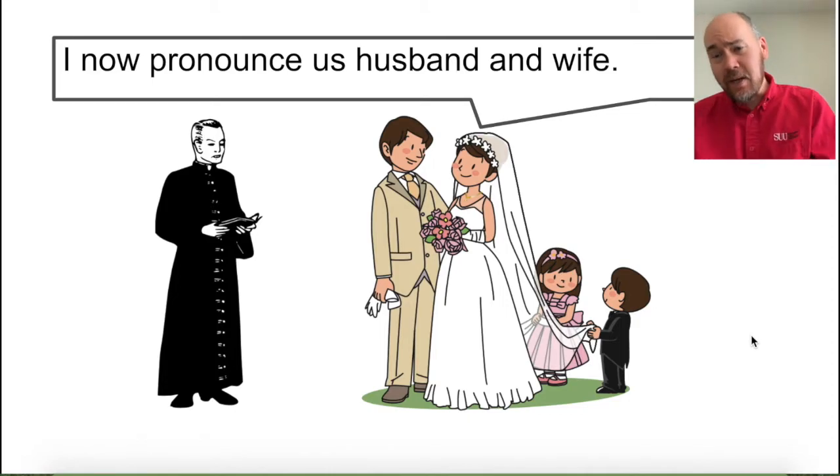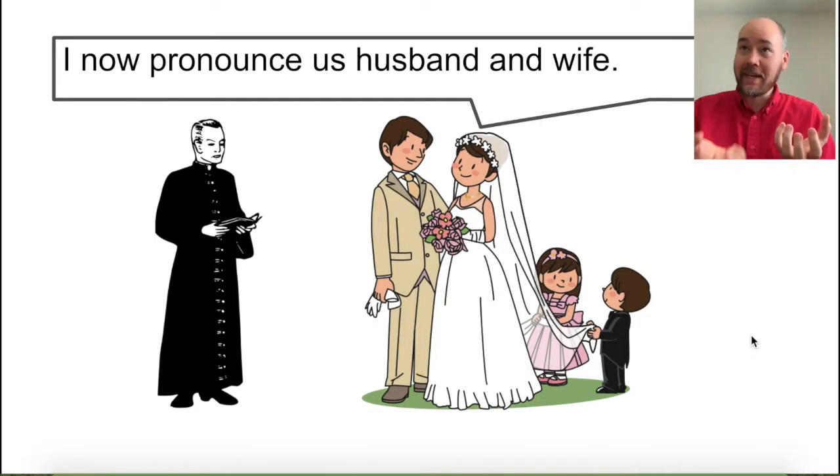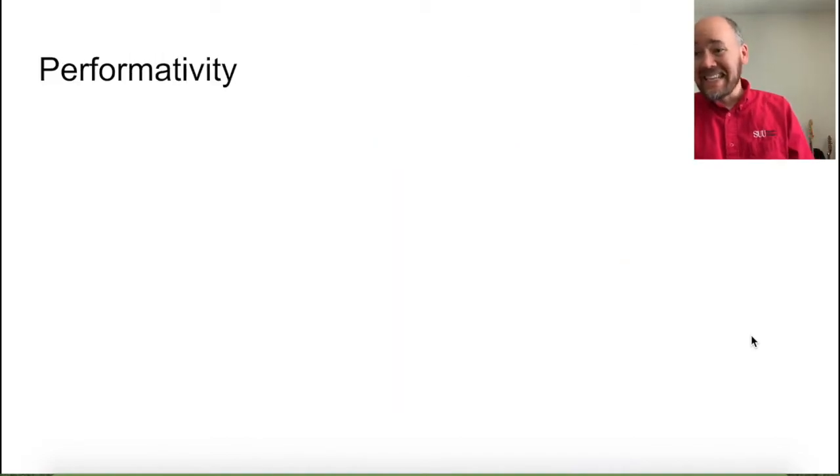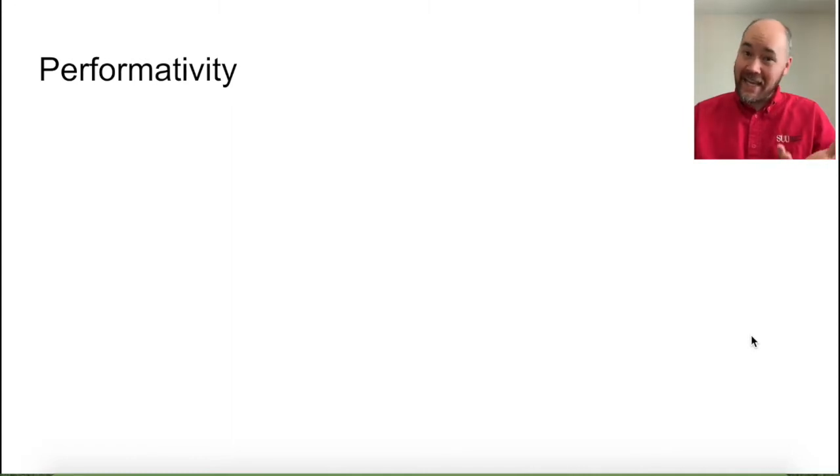So we see that for this verb pronounce to have the effect of actually turning someone from a person, a man into a husband and a woman into a wife, it has to be said by a certain person. And if we look at the situation even more closely, we'll see that it has to be said under certain circumstances too. For example, the priest has to have some kind of legal license to do this, right? He can't just put on a robe and start pronouncing people husband and wife. So, the idea that certain verbs are accomplished by just saying them is the idea behind performativity.